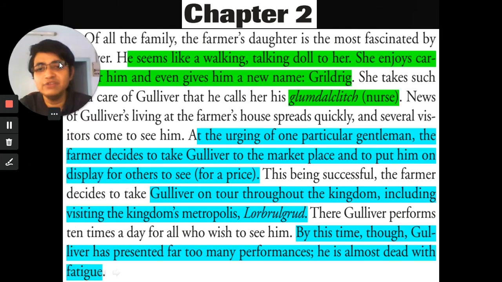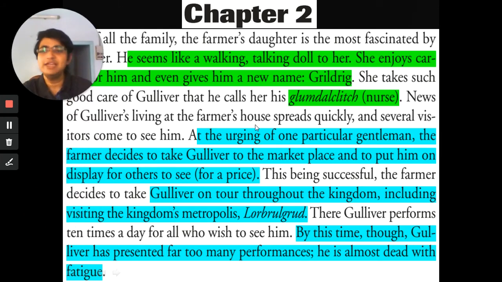So news of Gulliver's living at the farmer's house spreads very quickly, and several visitors come to see him. At the urging of one particular gentleman, the farmer decides to take Gulliver to the marketplace and put him on display for others to see for a price.